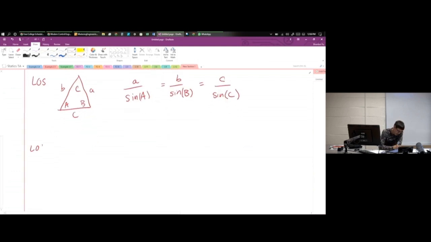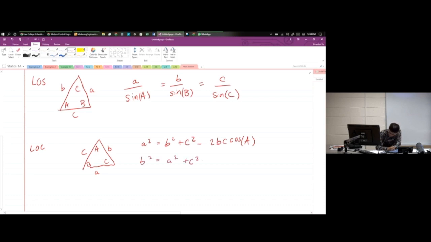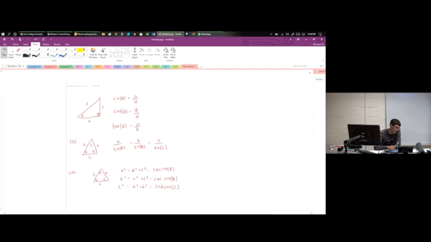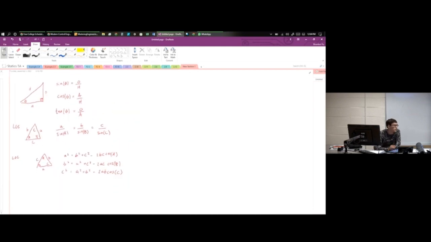So for the law of cosines, you would have the same triangle with A, B, C. You would have a squared equals b squared plus c squared minus 2bc cosine A. Your second one would be b squared equals a squared plus c squared minus 2ac cosine B. And your next one will be c squared equals a squared plus b squared minus 2ab cosine C. All of these rules are pretty important, especially when you are trying to decompose a force into its components.